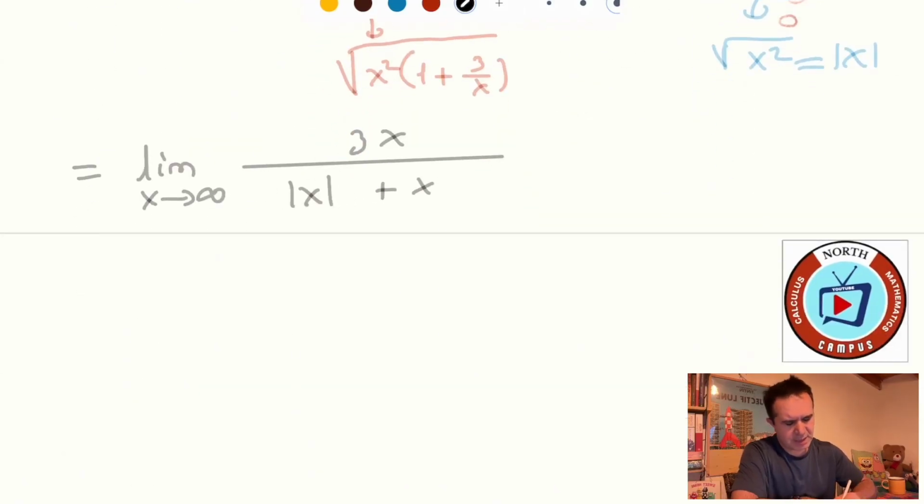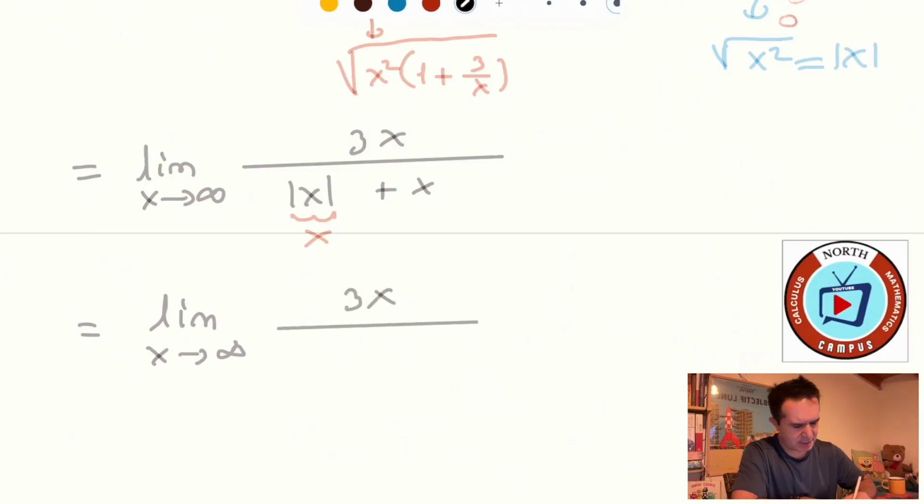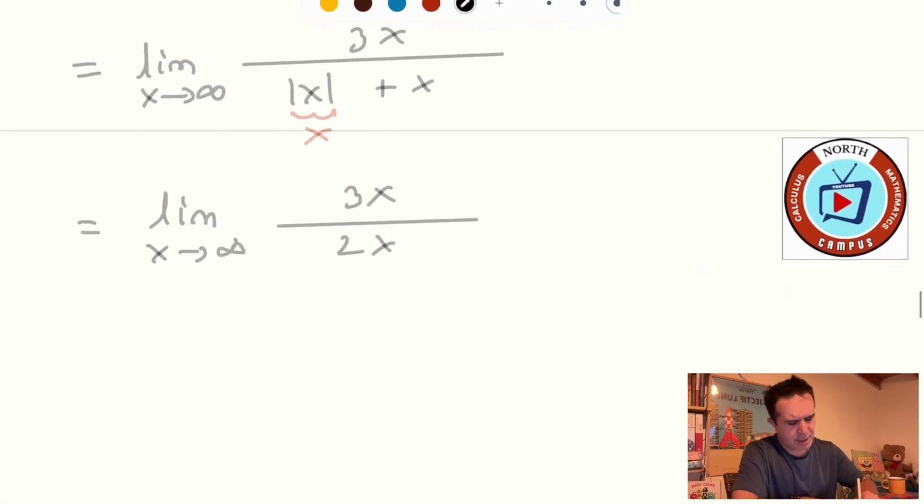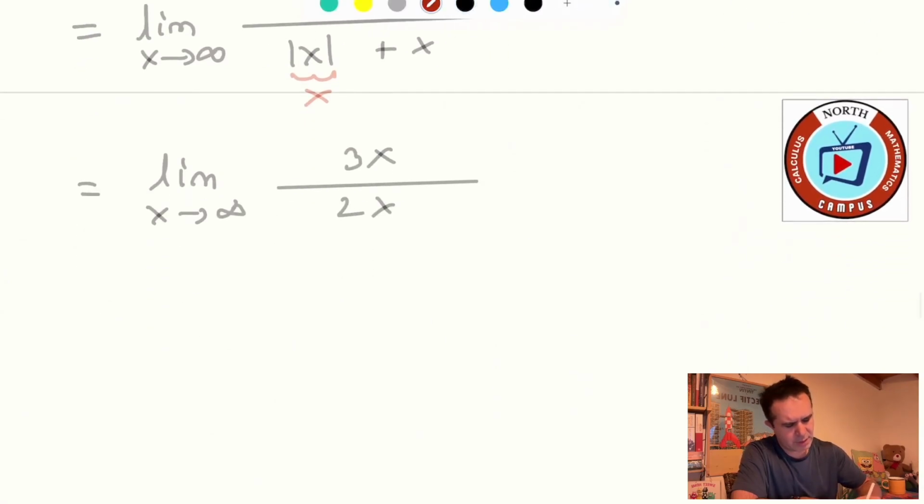And now, since x approaches infinity, it is positive. So since x is positive here, the absolute value of x will be just x. Then we have 3x divided by x plus x, which is 2x. And now we can cancel x's here, and we get 3 over 2.